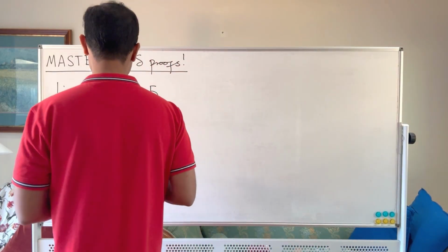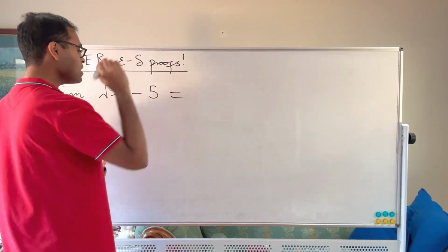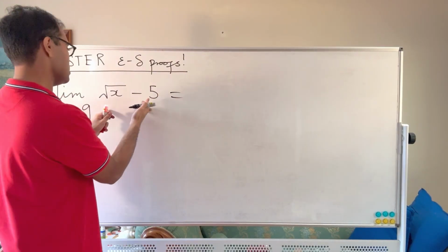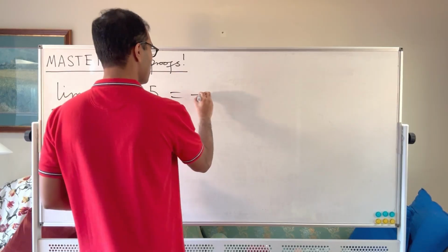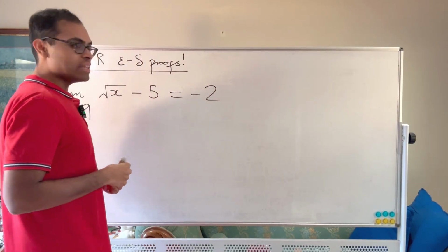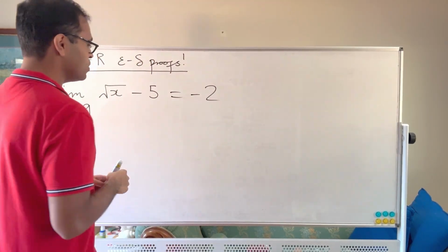So we're going to take the limit as x goes to 9 of root x minus 5. Again, because this is a continuous function, when x is 9, you get the square root of 9 minus 5, which is 3 minus 5, which is equal to negative 2. So that's going to be our limit value, and now we have to rigorously prove it.